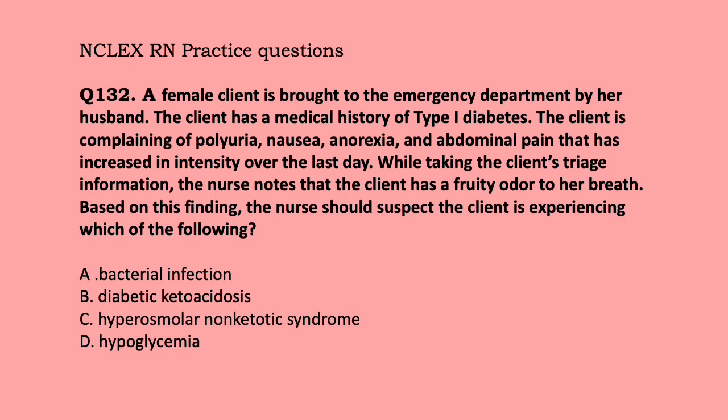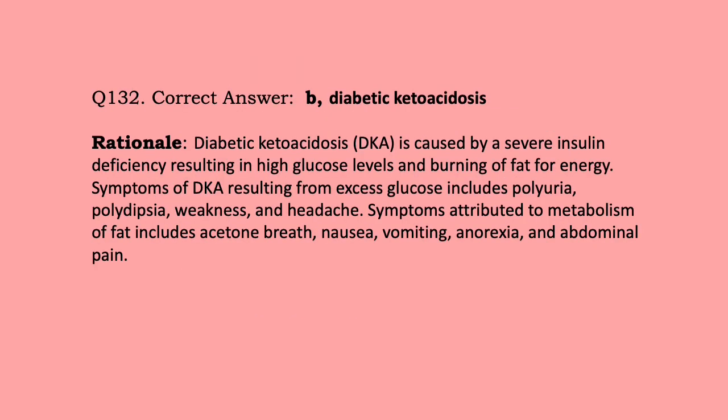Question 132. A female client is brought to the emergency department by her husband. The client has a medical history of type I diabetes. The client is complaining of polyuria, nausea, anorexia, and abdominal pain that has increased in intensity over the last day. While taking the client's triage information, the nurse notes that the client has a fruity odor to her breath. Based on this finding, the nurse should suspect the client is experiencing which of the following? A. Bacterial infection. B. Diabetic ketoacidosis. C. Hyperosmolar non-ketotic syndrome. D. Hypoglycemia. Correct answer, B. Diabetic ketoacidosis.